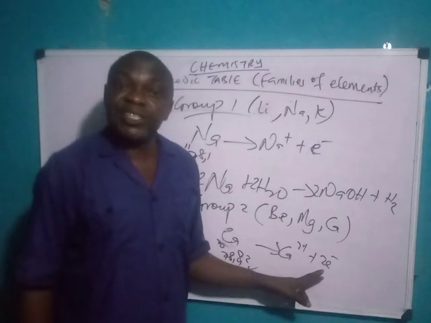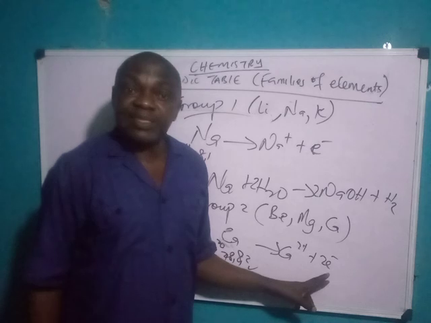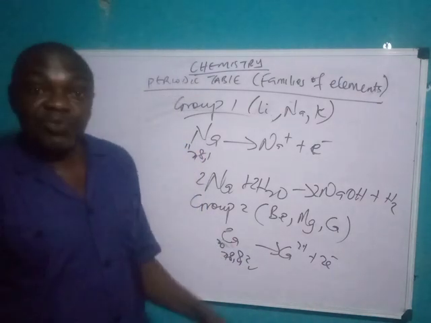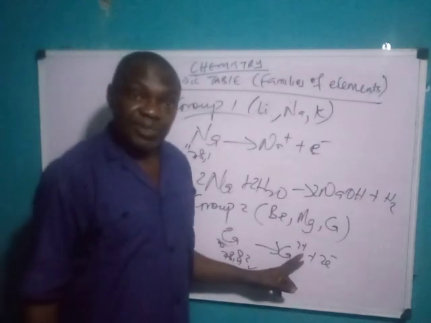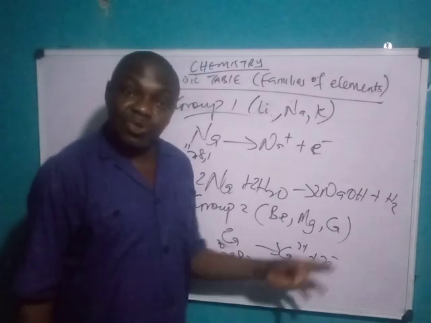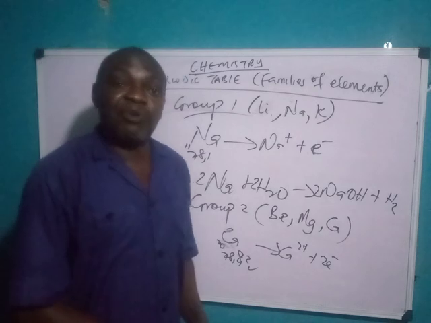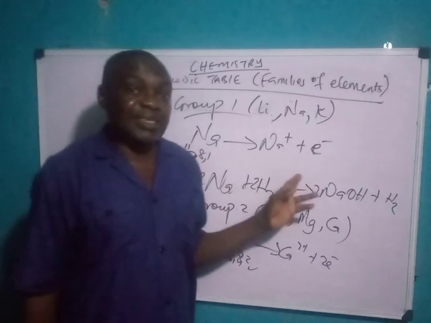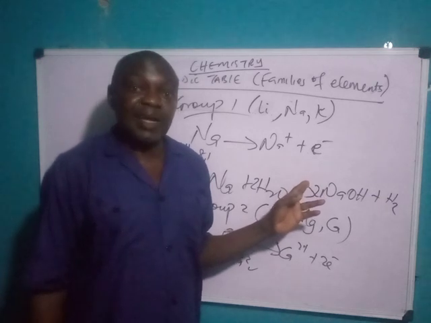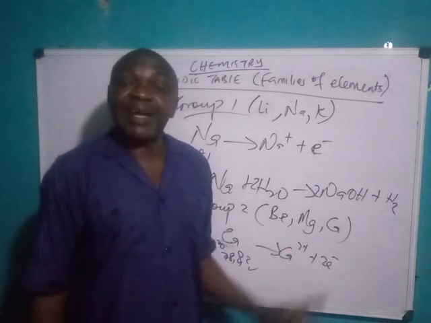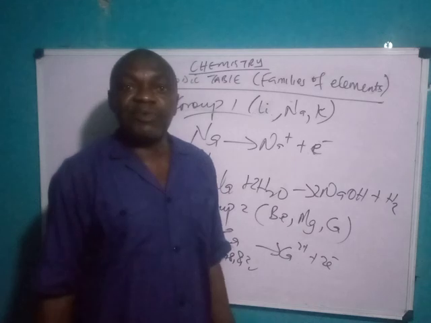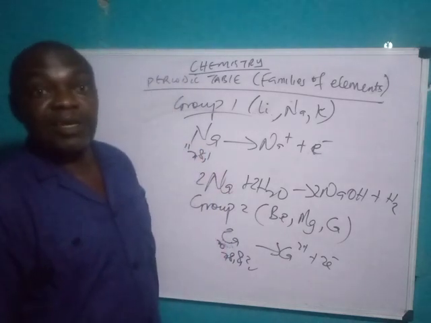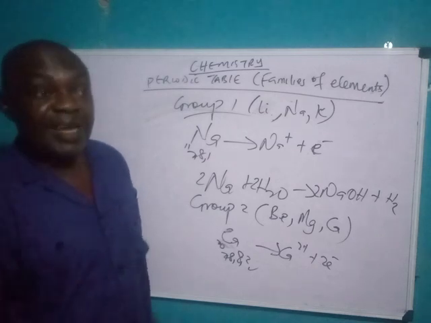So they are strong reducing agents also. And apart from that, they form strong electrovalent compounds because they give out electrons to form a positive charge. So something must take it. Remember, group 2 elements are known as alkaline earth metals. They also dissolve in water. Some of their compounds dissolve in water to liberate hydrogen gas also and form alkaline solution.